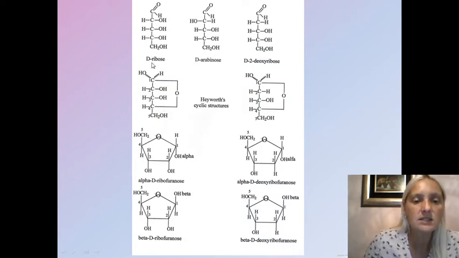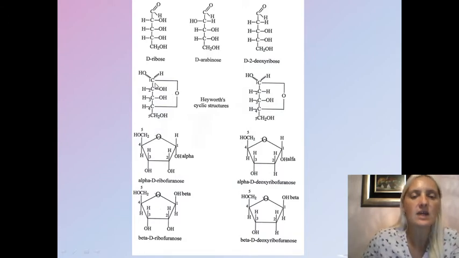So in the case of D-ribose, the OH group is on the right on C2, so it goes down. H is on the left, so it goes up. On C3, OH is on the right, so it goes down. H is on the left, it goes up. In C4, you have just H and the 5th carbon atom. And here is the oxygen atom.